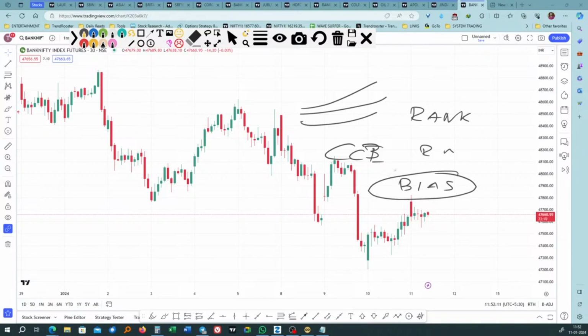Video quality is not... it should work fine, I guess. How is the video quality, guys? Because I'm streaming at 1080p, which is full HD, right? Which is full HD.